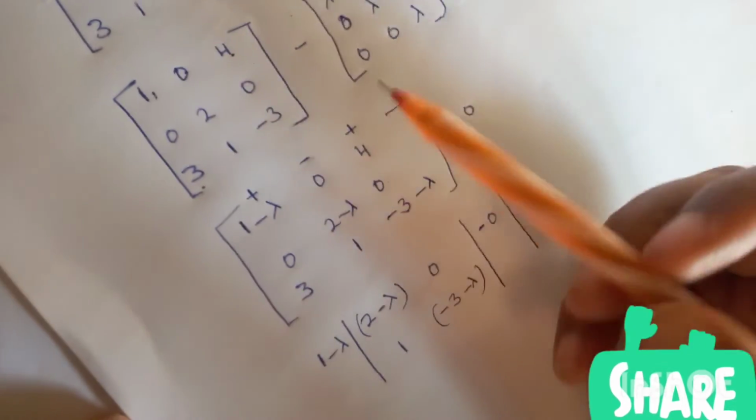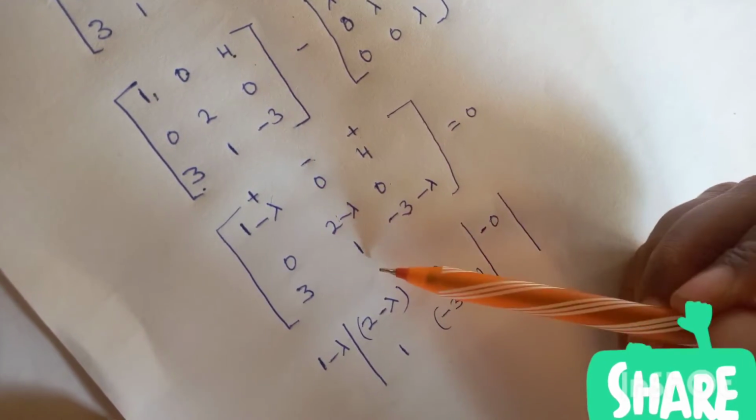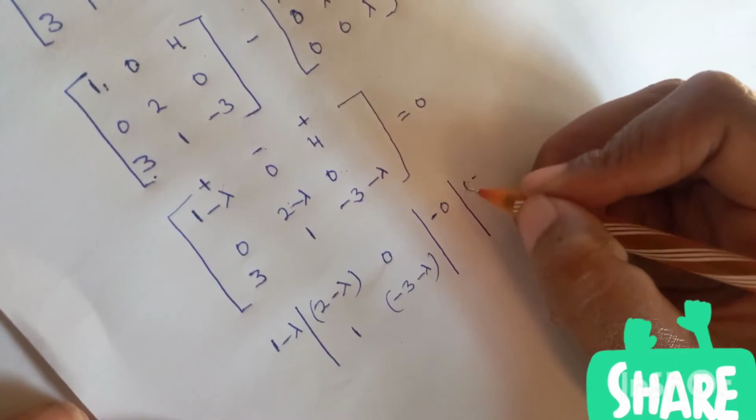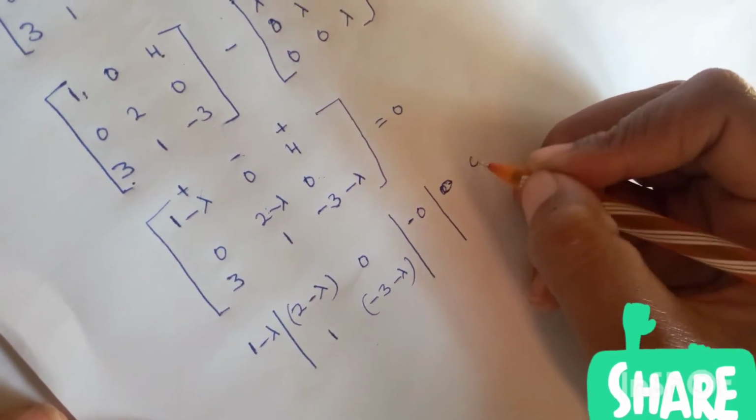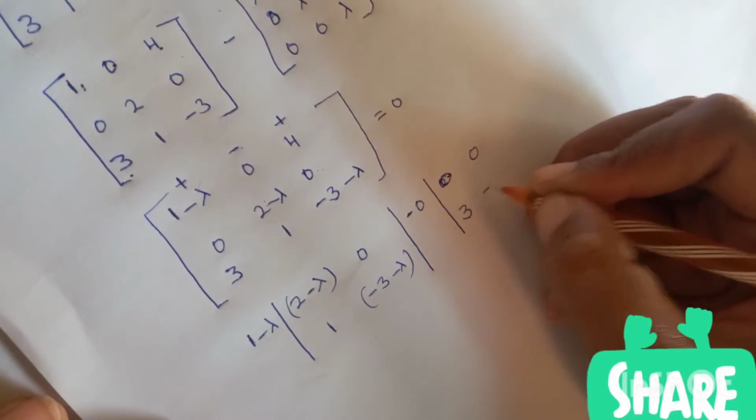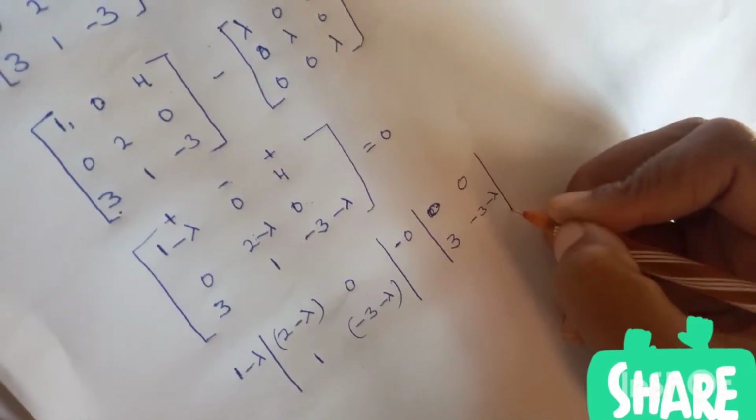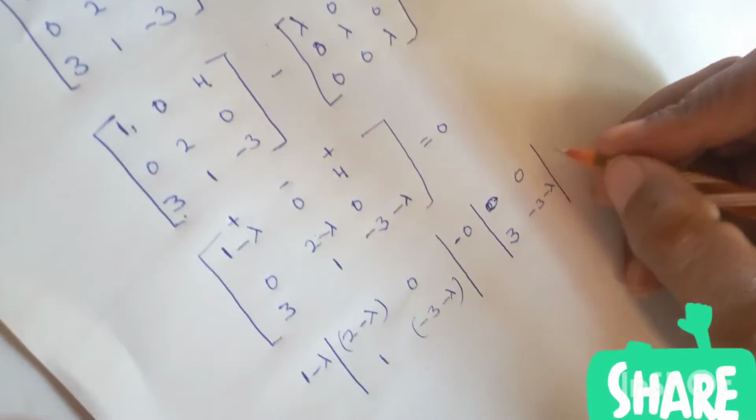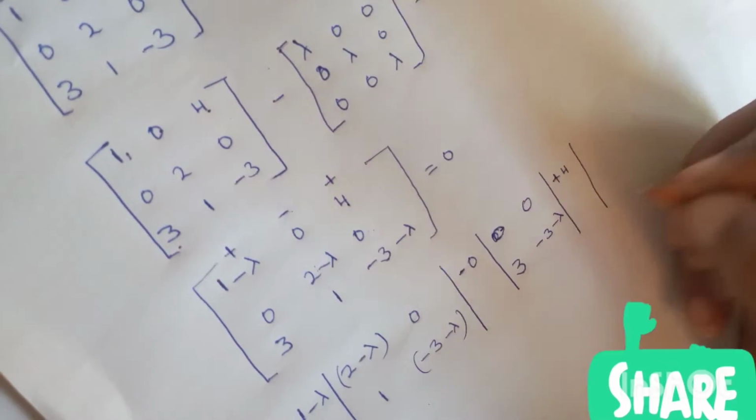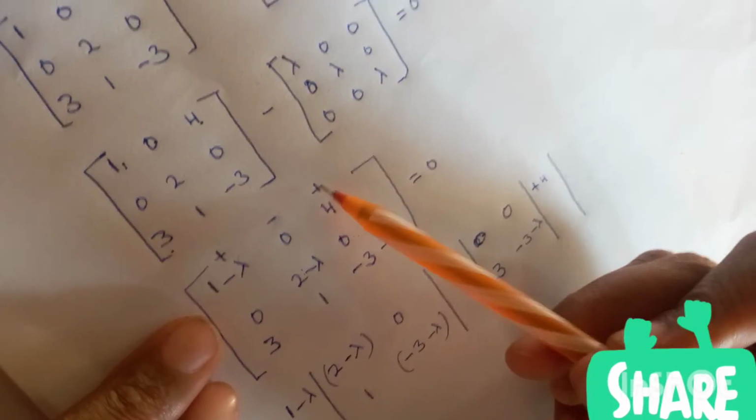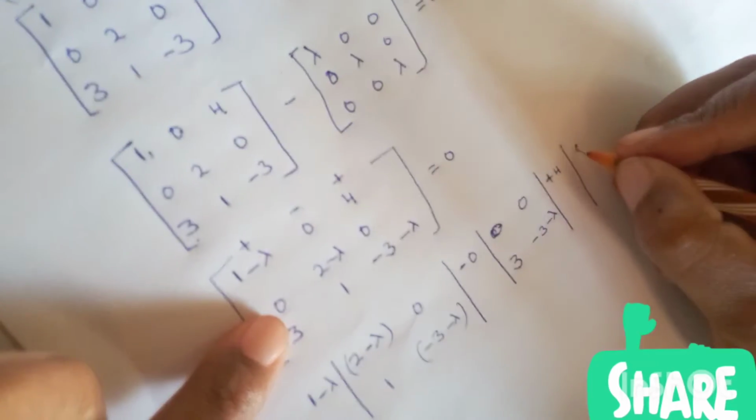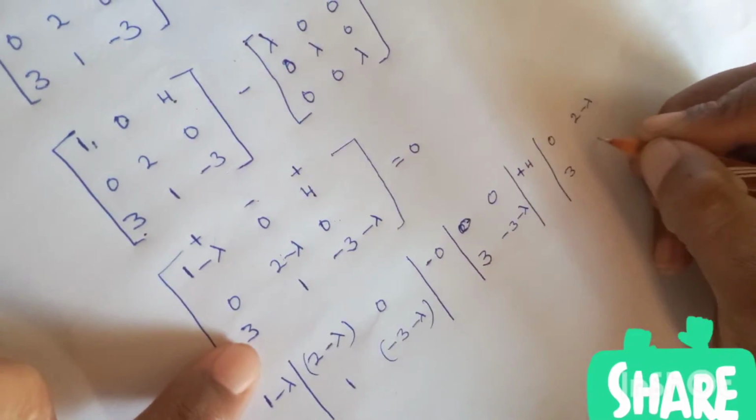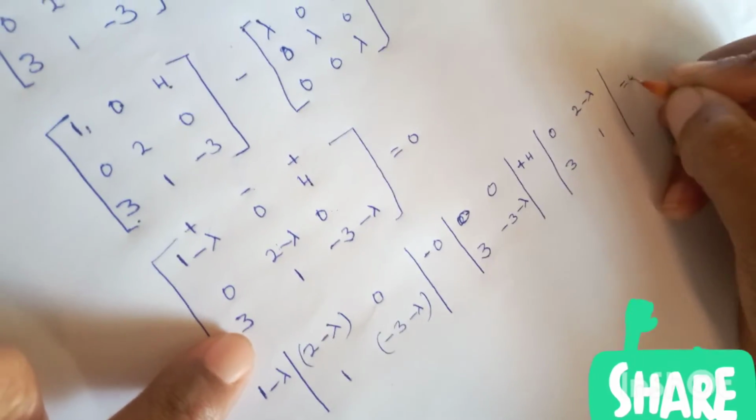We cross this row with this column, so we remain with 0, 0, 3, minus 3 minus alpha. So it is 0 times that. Then the other one is 4, and the sign is positive, so it is plus 4. After crossing the column and the row, we remain with 0, 2 minus alpha, 3 and 1, and it equals 0.